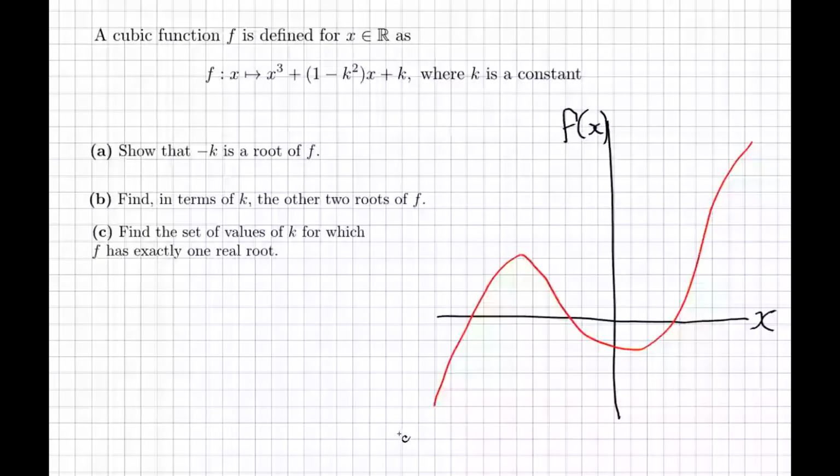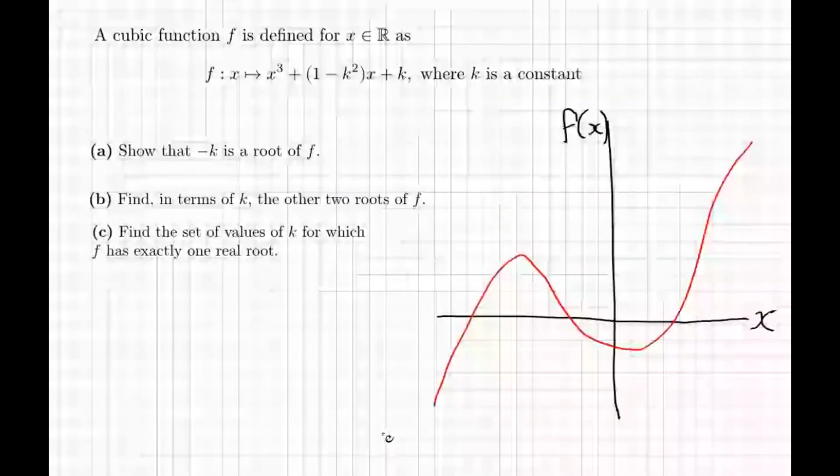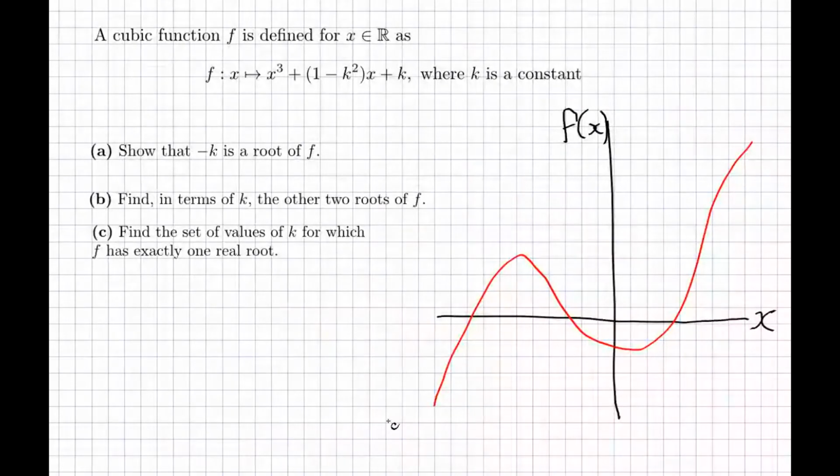Part C says to find the values of k for which f has exactly 1 real root. And we can tell just from looking at this graph. Now, not all cubic functions look like this. Some of them will trail off like that, and then you won't have any of that. But let's just take this as an example. Now, this thing is always going to have 3 roots. So you have to pay careful attention to the wording of the question. It's asking for when f has exactly 1 real root.